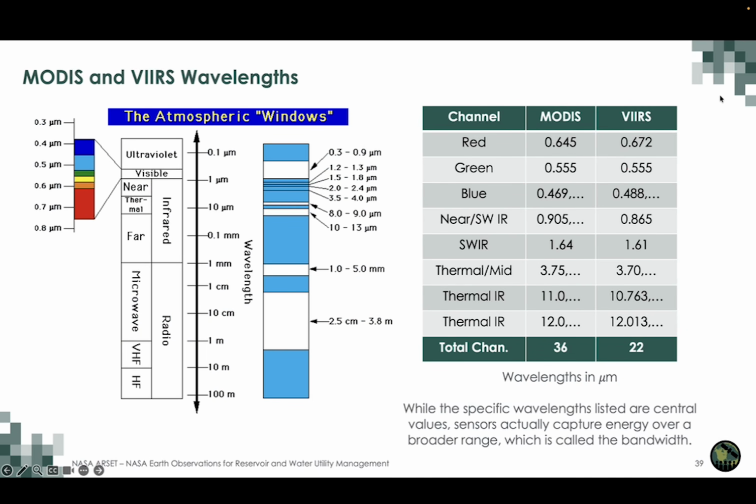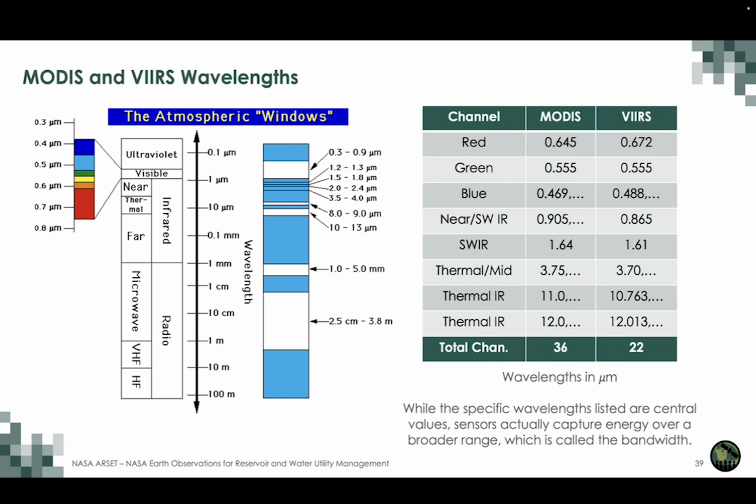This table shows the specific spectral channels MODIS and VIIRS use to capture snow data. The visible channels, red, green, and blue, detect the bright white reflectance of the snowpack. Crucially, these fall within atmospheric windows. These are wavelengths where the atmosphere is mostly transparent, allowing sensors to see the Earth's surface clearly.